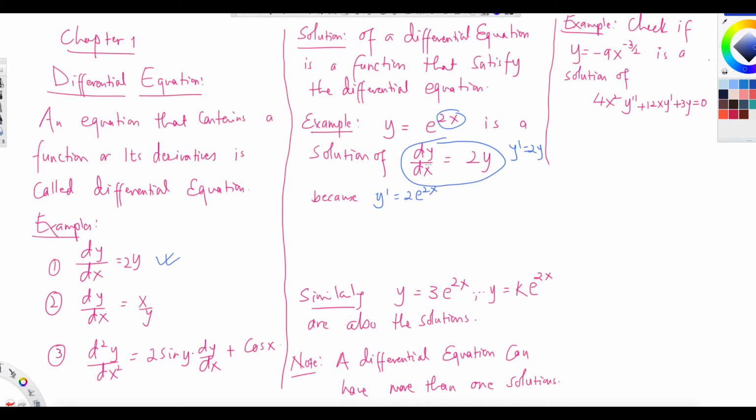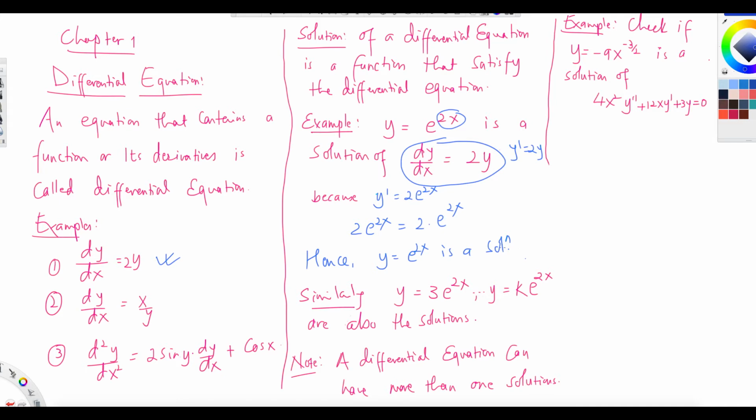So let us plug that into this equation. You get 2e to the 2x, that is the left side value, equals 2 times the value of y, which is e to the 2x. So you got the left side and the right side equal, right? Therefore, y equals e to the 2x is the solution of this differential equation. Okay, let me just write the solution of that.